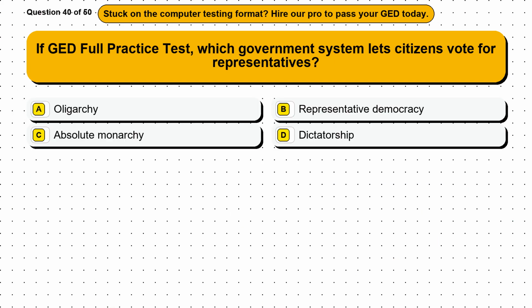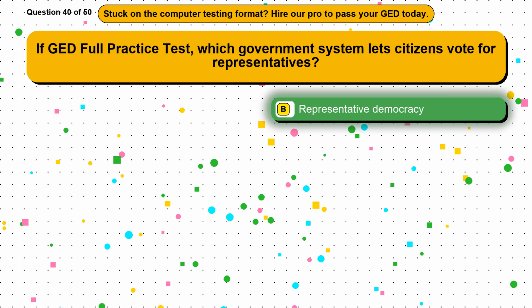Question 40. If GED Full Practice Test, which government system lets citizens vote for representatives? Option A, oligarchy. Option B, representative democracy. Option C, absolute monarchy. Option D, dictatorship. The correct answer is option B.